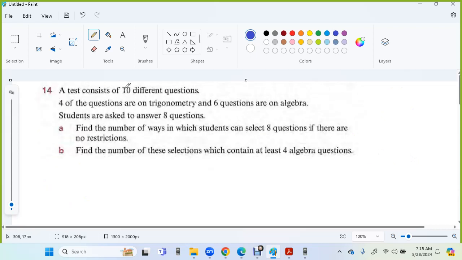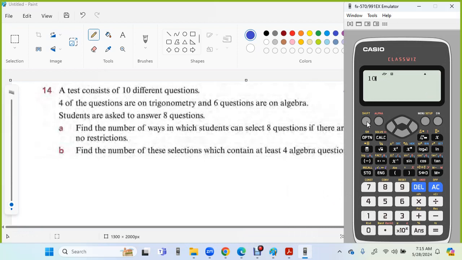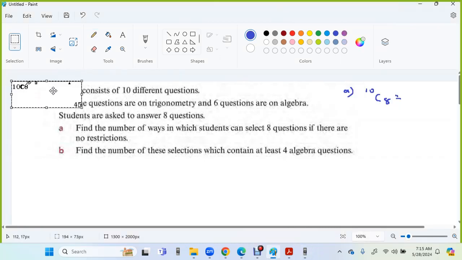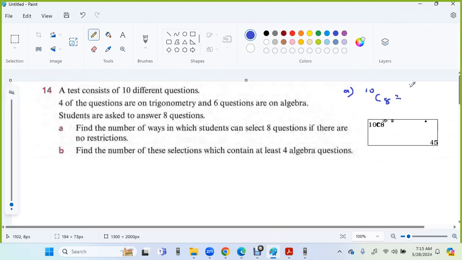A test consists of 10 different questions. 4 of the questions are trigonometry and 6 questions are algebraic. Okay. So students are asked to answer 8 questions. Find the number of ways in which a student can select 8 questions. There is no restriction. So A here is very easy. We have out of 10, we choose 8. So 10 choose 8. Then it is 45. So this is 45.